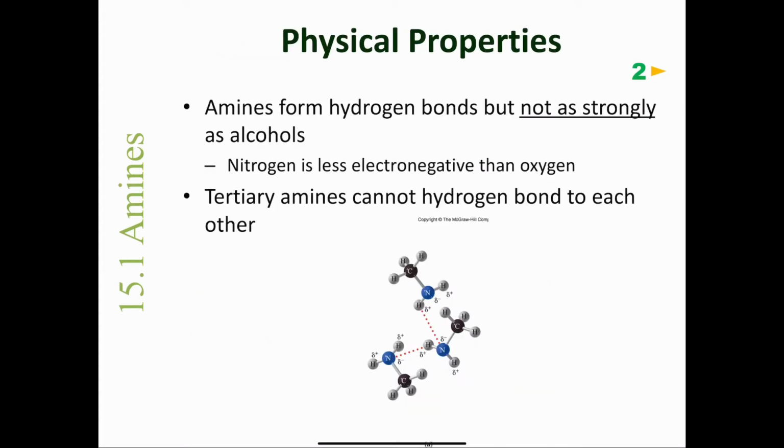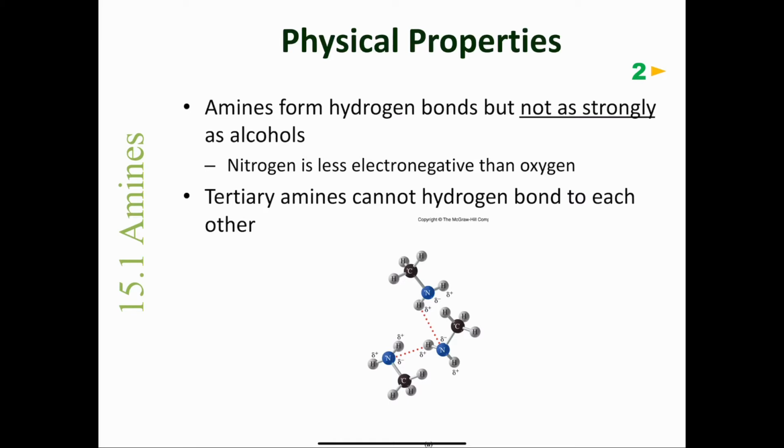In terms of physical properties, it says that amines form hydrogen bonds, but not as strongly as alcohols. And when we talked about hydrogen bonding before, we said the requirements for a hydrogen bond were to either have a bond between oxygen and hydrogen, nitrogen and hydrogen, or a bond between fluorine and hydrogen. And the reason why amine hydrogen bonds are not as strong as those of alcohols is just based off of the difference in electronegativity between oxygen and nitrogen.